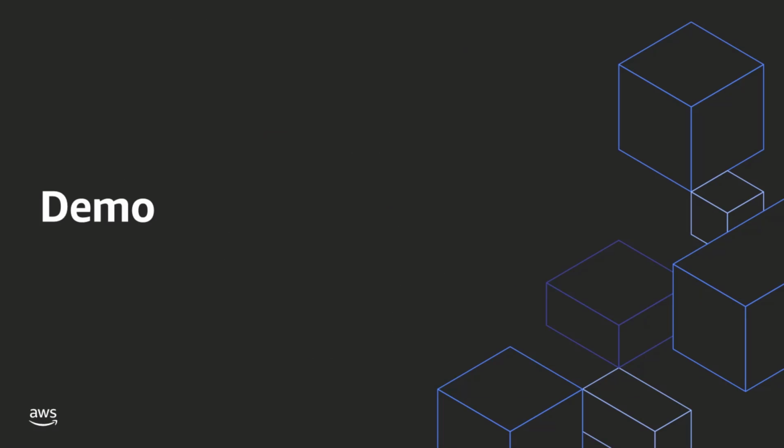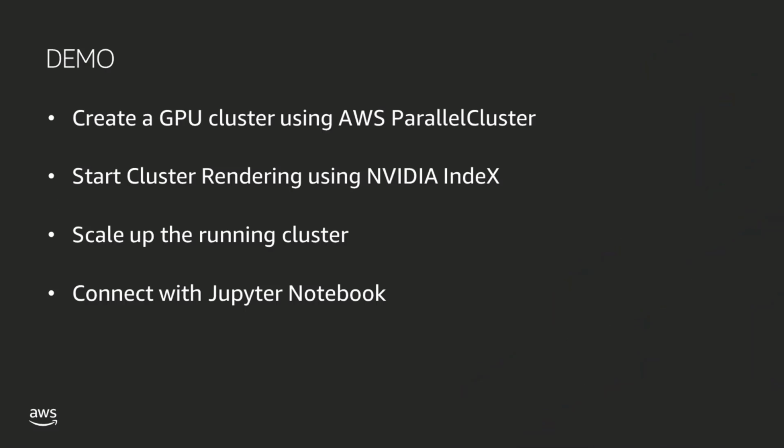Now we will show a demo of Index running on AWS. In this demo, we will create a GPU cluster and all the other required resources using AWS ParallelCluster. We will render a sample dataset using Index. We will show how the auto-scaling feature works and how to scale up a running Index job. We will also show how you can use Index as a service using Jupyter Notebook. So let's begin.